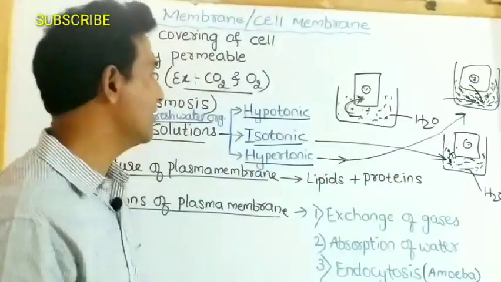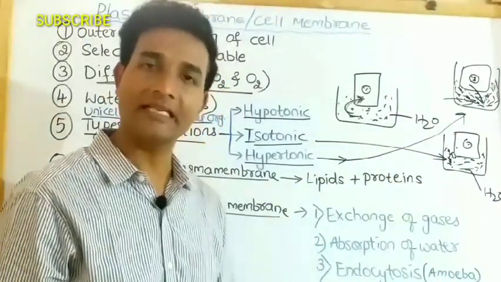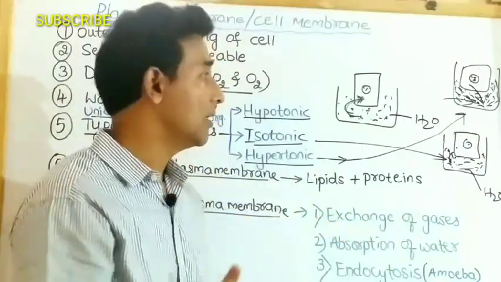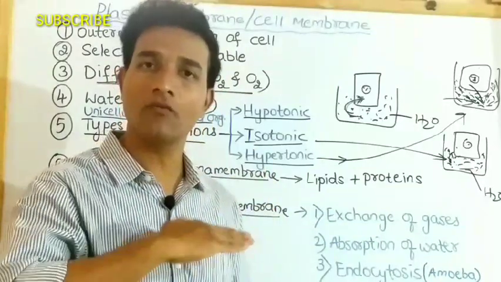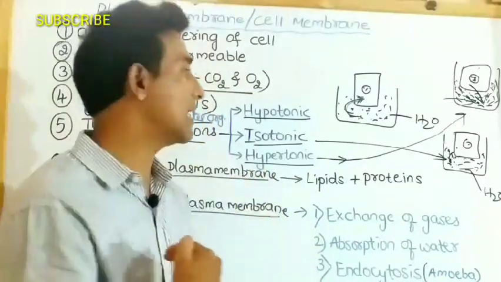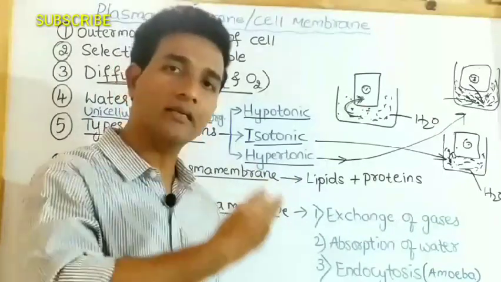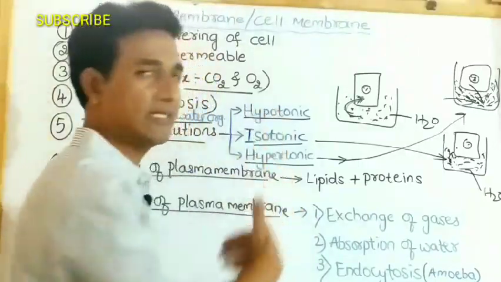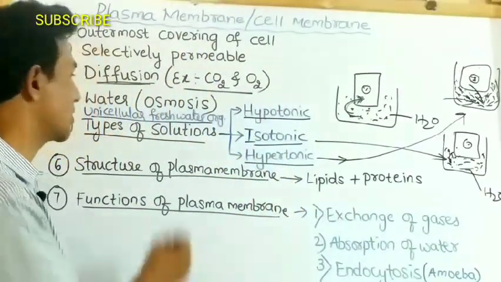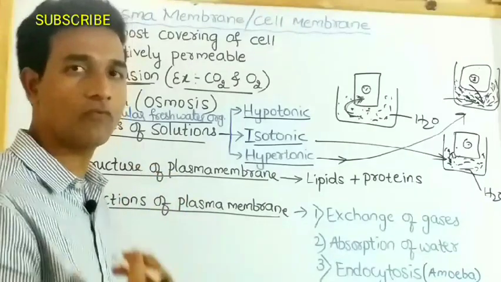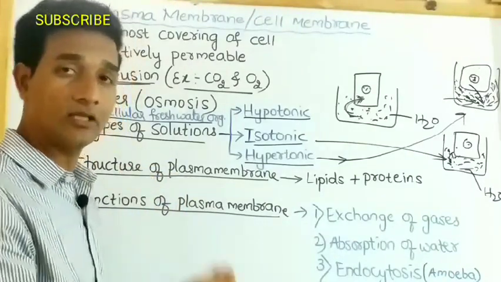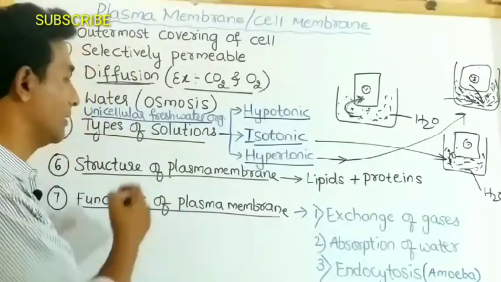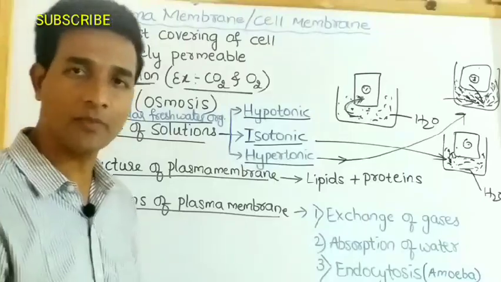So in general we can say, in hypotonic, when the cell is kept, there is entry of water from the outer medium into the cell. In isotonic, there is no movement of water either inside or outside of the cell. In hypertonic, there is always movement of water from the cell towards the outer medium. So these are the three types of solutions which we have to study, so that we can understand the movement of water either from the cell to the outer medium or from the outer medium to the inner medium. Then we observe the structure of the plasma membrane.